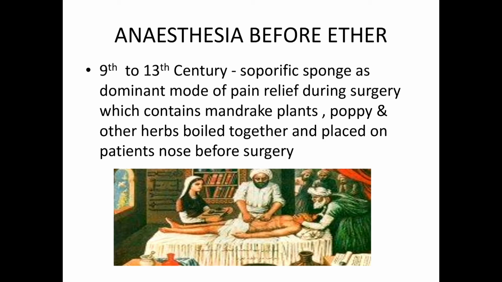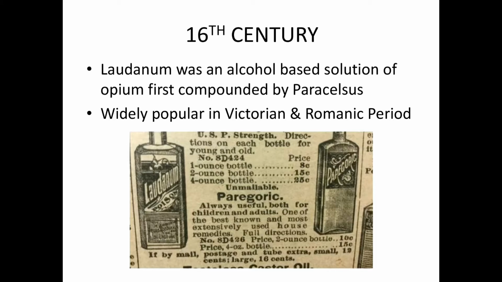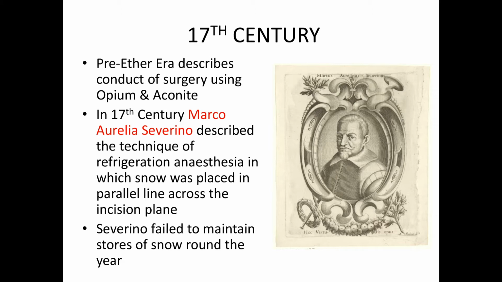16th century, laudanum was an alcohol-based solution of opium first compounded by Paracelsus. It was widely popular in Victorian and Romantic period. 17th century, pre-ether era describes conduct of surgery using opium and aconite.